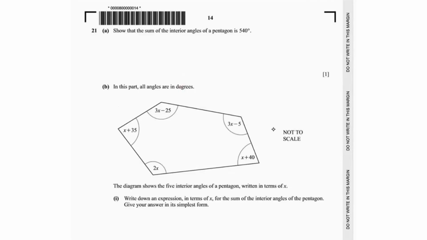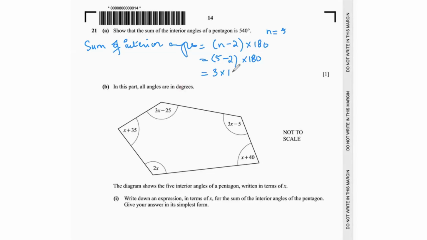Next question says show that the sum of the interior angles of a pentagon is 540. So a pentagon has 5 sides. So sum of interior angles basically has the formula of (n minus 2) times 180. And if you're trying to find the measurement of one angle, you divide this formula by n. So n over here is 5. So (5 minus 2) times 180, which is 3 times 180. And that's equal to 540 degrees, which is what they were asking us to prove.